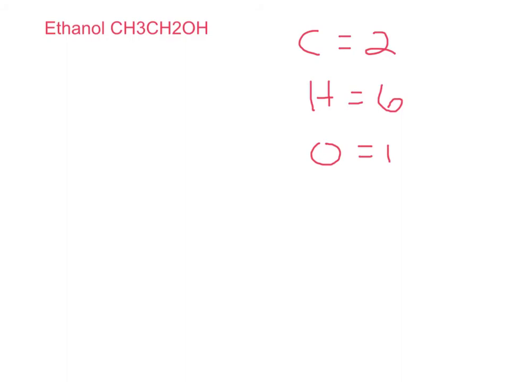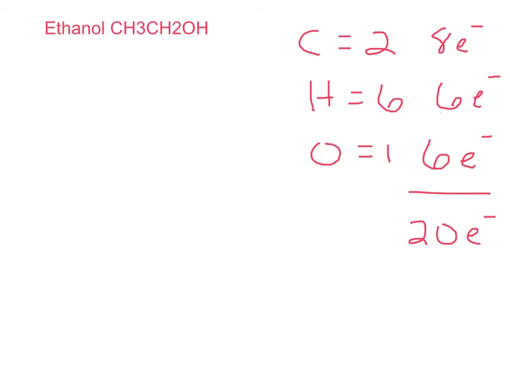Well, remember, carbon's in group 4, and if there's 2 carbon atoms, that's going to be a total of 8 electrons. Hydrogen is in group 1, 6 hydrogens, so that's going to be 6 valence electrons. Oxygen is in group 6, so that's another 6 electrons. So 6 plus 6 plus 8 is going to be 20 electrons total that we're going to need to place in our diagram.